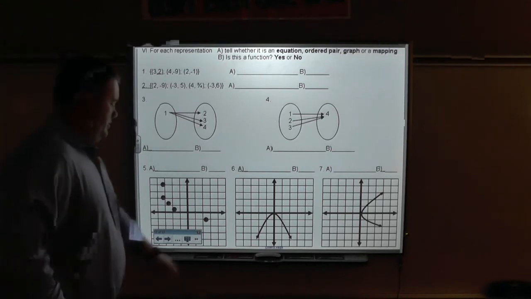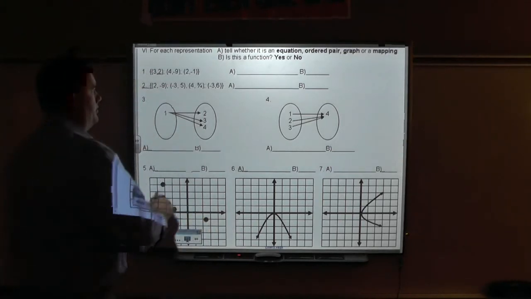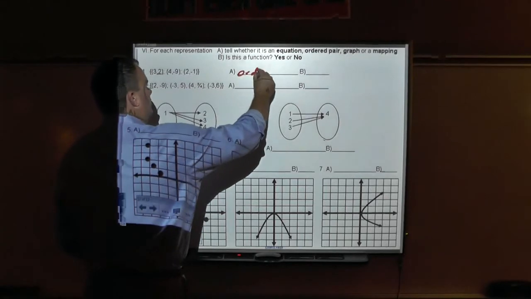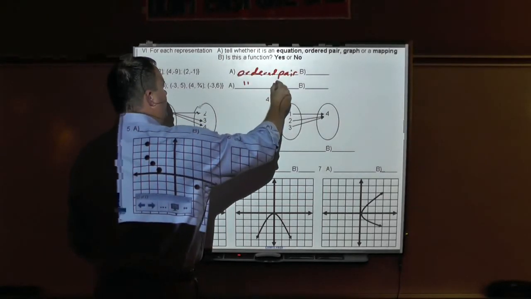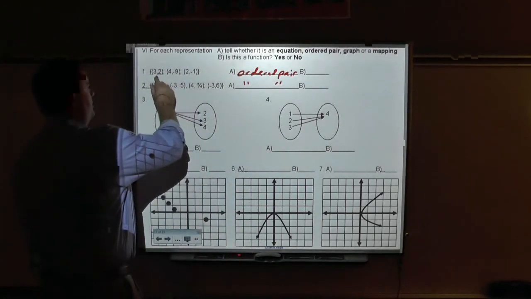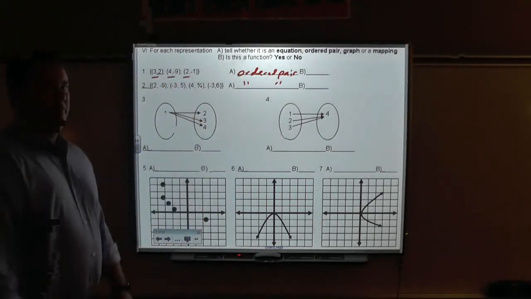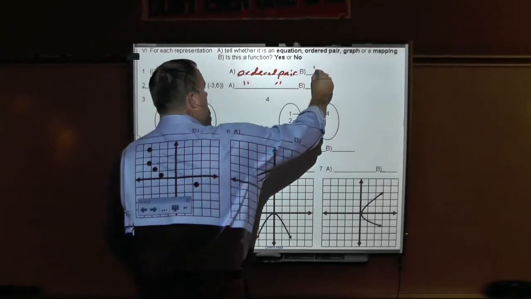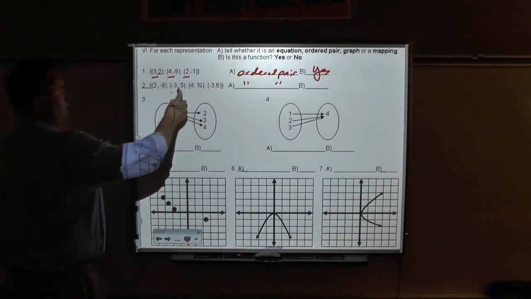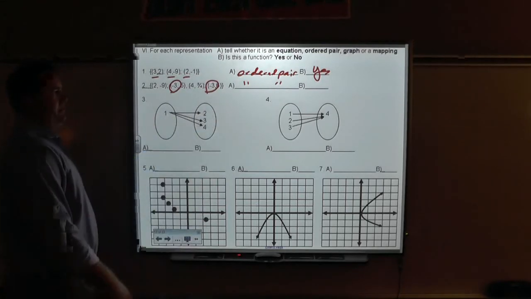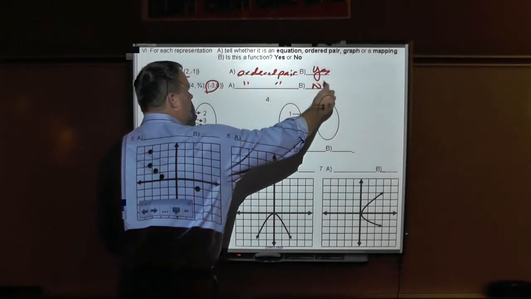Alright, so here are your answers. First one, ordered pair. And this one's an ordered pair too. Okay? The first one, as long as x doesn't repeat, it is a function. On the second one, x repeats with the -3. This is not a function.